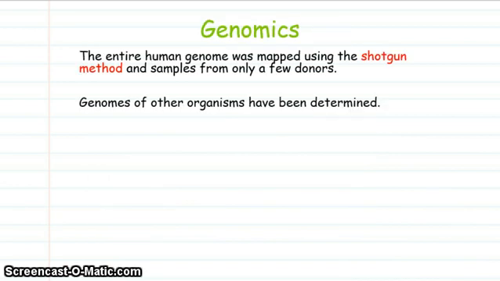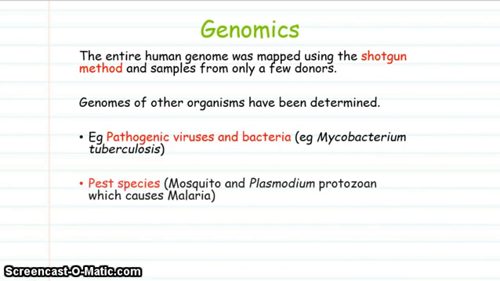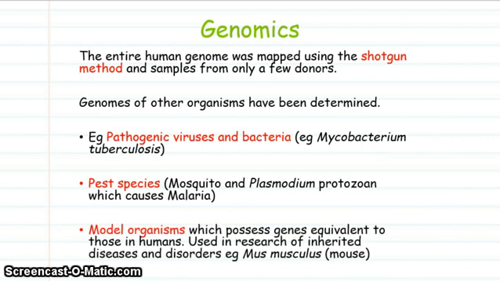If we move on to genomics, the entire human genome was mapped using that shotgun method with samples from just a few donors, but other organisms' genomes have been determined, for example pathogenic viruses and bacteria, such as the bacterium that causes tuberculosis, various pest species like the mosquito, and the malarial Plasmodium protozoan, and of course model organisms that possess genes similar to ours, like the common mouse.